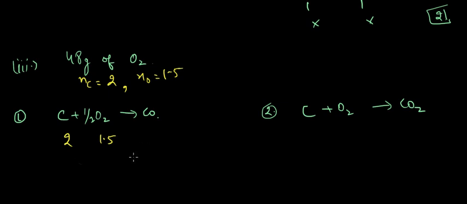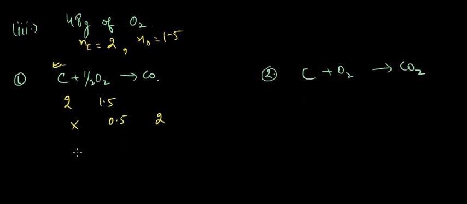After the reaction, carbon is the limiting reagent, so it would be exhausted. 2 moles of carbon monoxide would be produced and 0.5 moles of oxygen would remain. Next, this oxygen would react with carbon monoxide to form carbon dioxide.